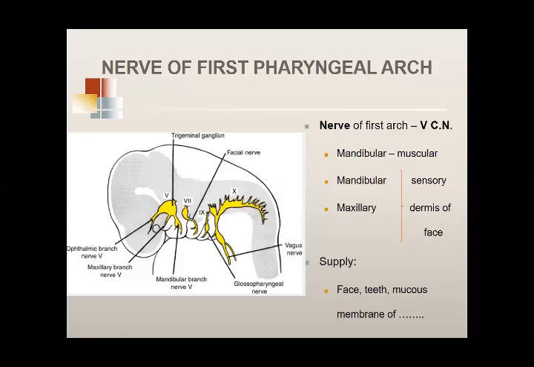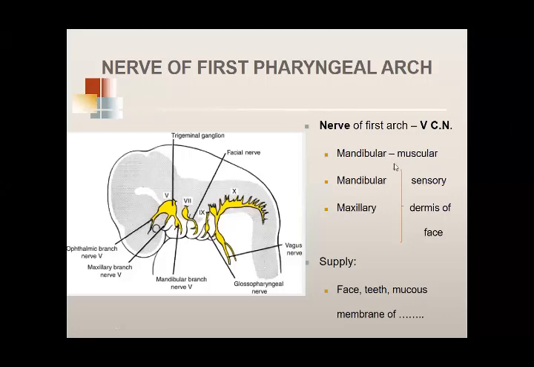ये supply करती है face को, teeth, mucous membrane, the gums, etc. All these are supplied by the gums, nose, nasal cavity, mouth, etc. All this is supplied by the sensory supply is either partly from the mandibular and partly from maxillary. लेकिन जो इसका motor supply है, that means muscles हैं, that are only supplied by the mandibular.